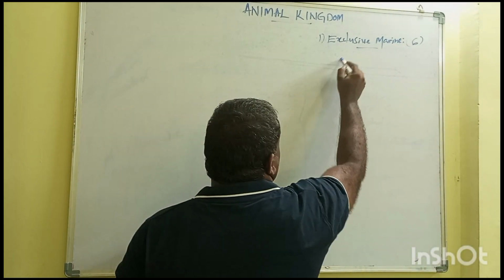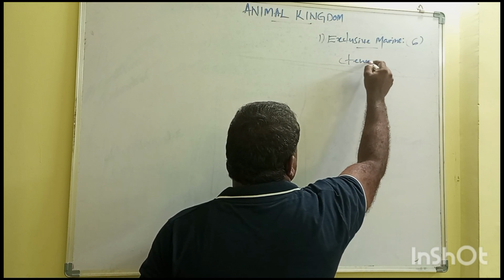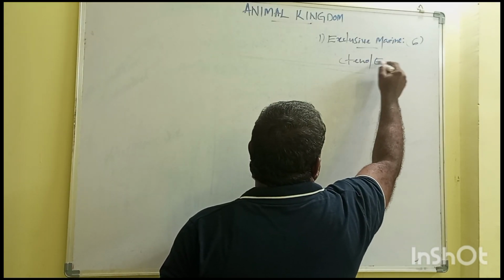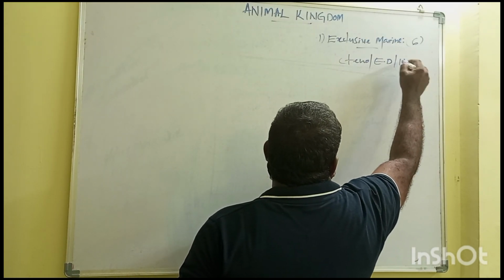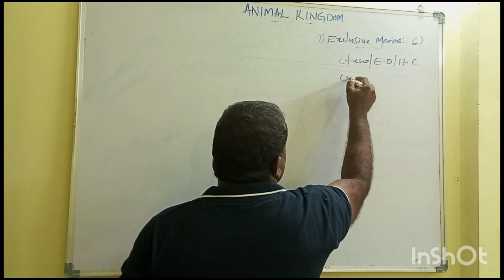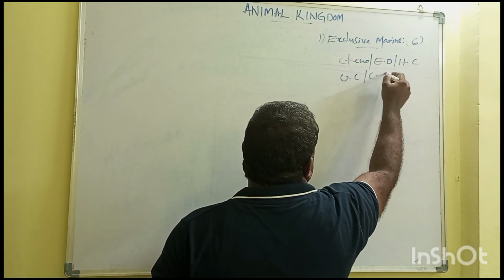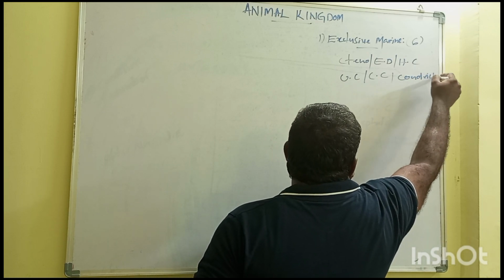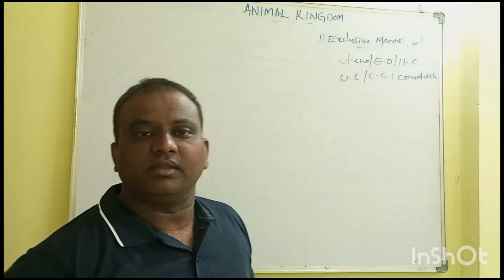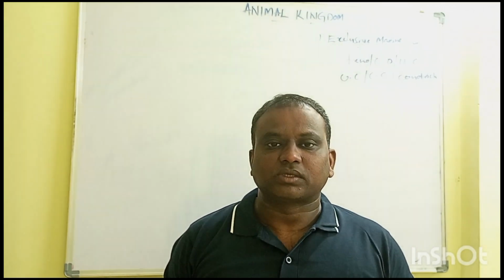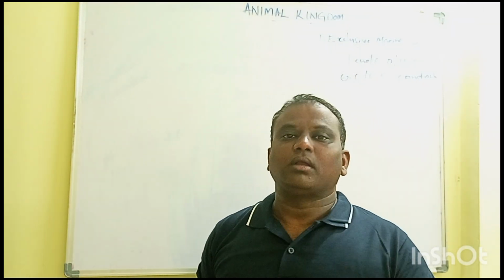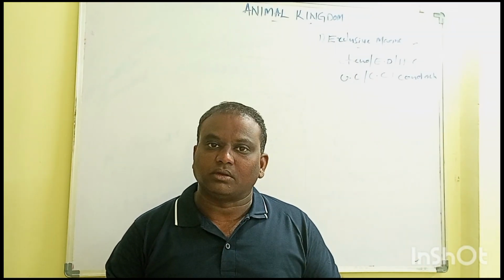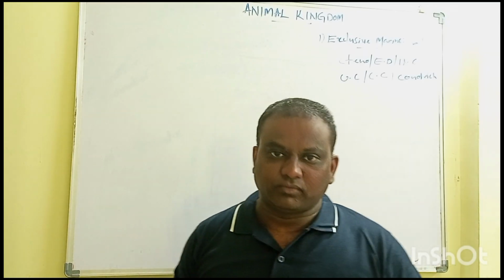So Ctenophora, Echinodermata, Hemichordata, Urochordata, Cephalochordata, and Chondrichthyes. The fish come under Chondrichthyes. These are the 6 groups of animals which live exclusively in marine water. Which of the following animals live in marine water? This is a very important point for the NEET exam.